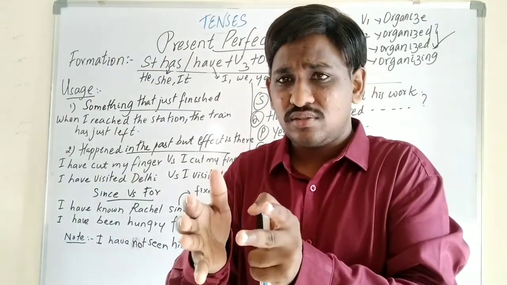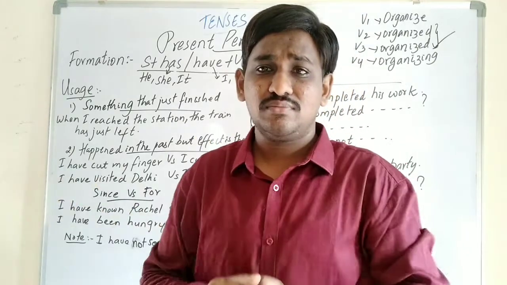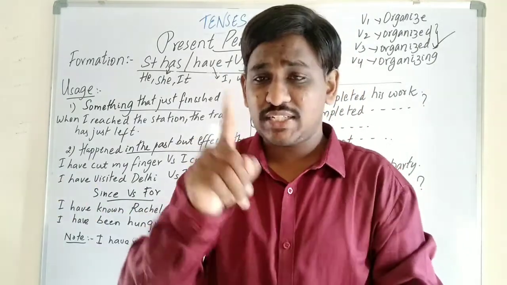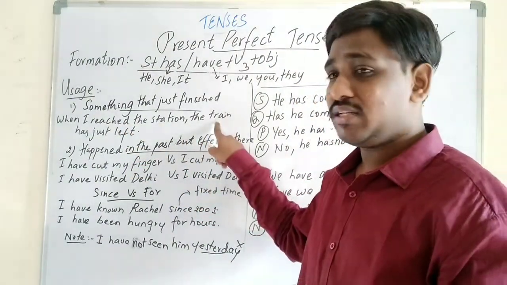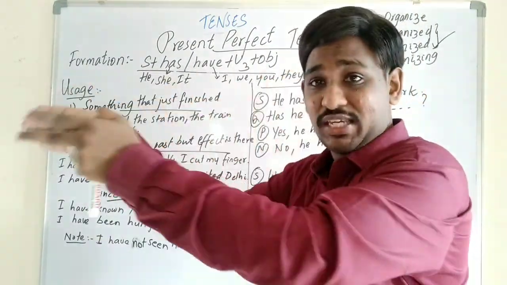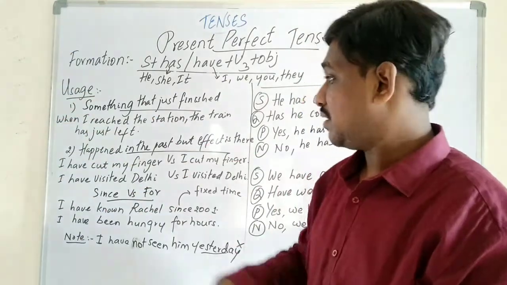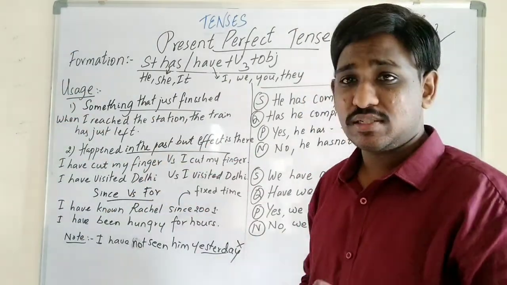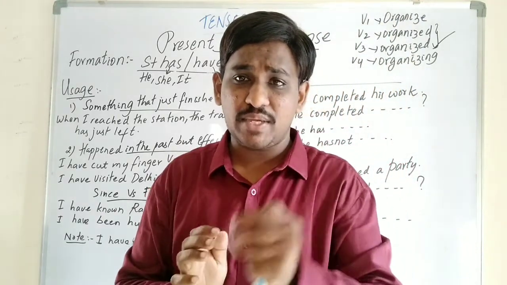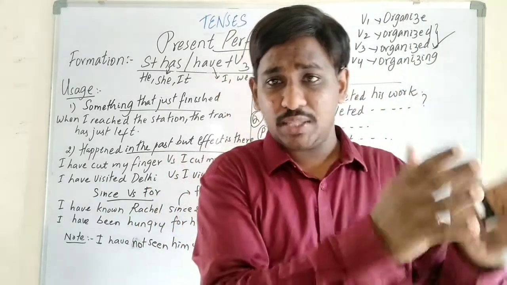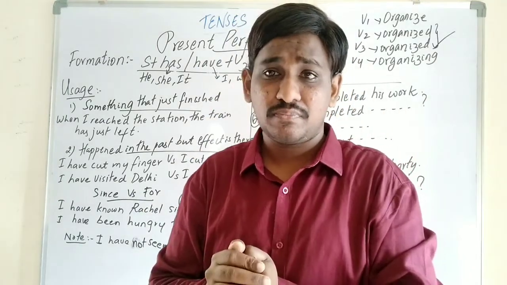So an action which completed, just finished, just completed. For that case you use: when I reached the station, the train has just left. You just see it's leaving. Next one: happened in the past, but its effect is there in the present. I'll give some examples.